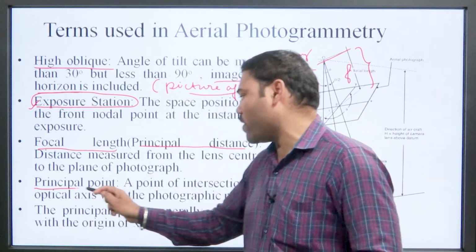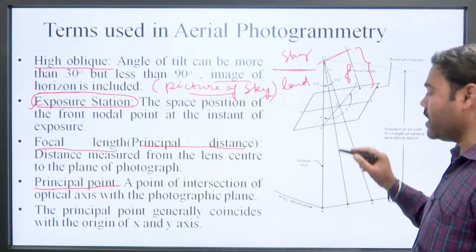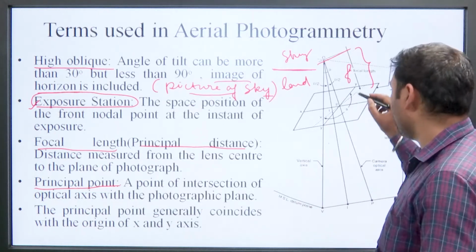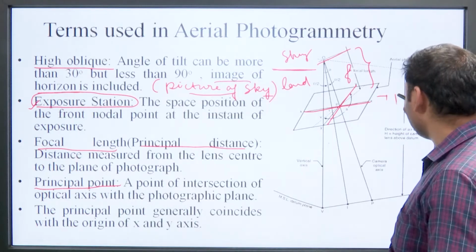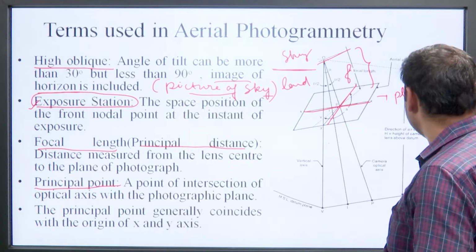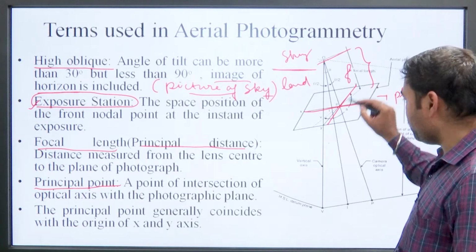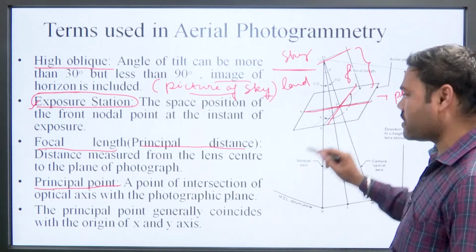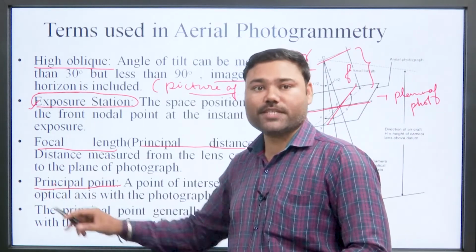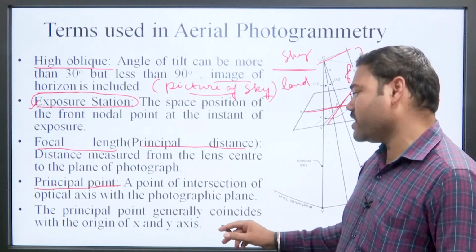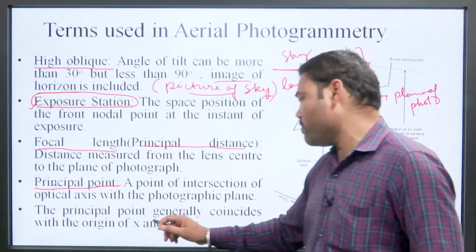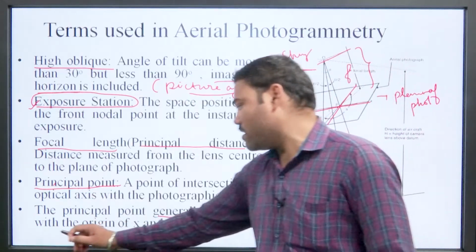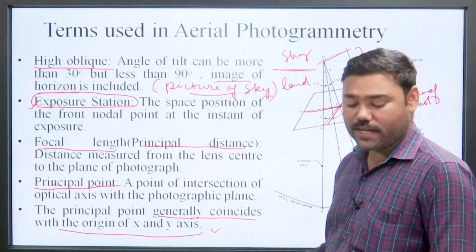Talking about principal point, it can be defined as the intersection point of the y and x axis in the plane of photograph. In a photograph, where the y axis and x axis intersect, that point is known as the principal point. The principal point generally coincides, as we discussed earlier, with the origin of the x and y axis.